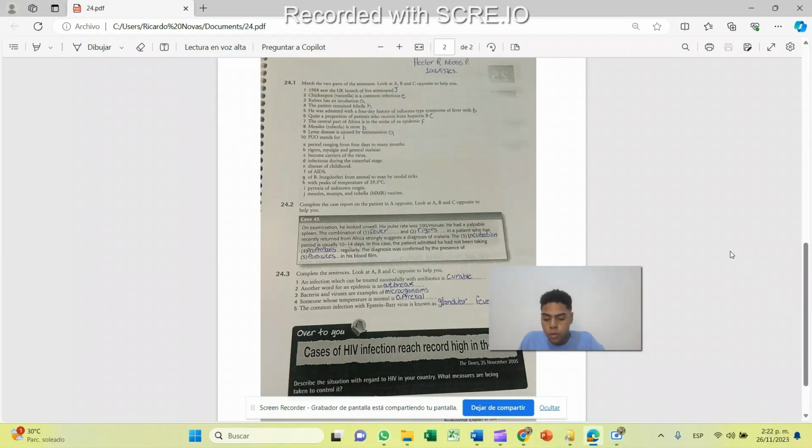Chapter 24. 24.1 Match the two parts of the sentence. 1. 1988 saw the United Kingdom launch of the live attenuated measles, mumps and rubella MMR vaccine. 2. Chickenpox, varicella, is a common infection of childhood.